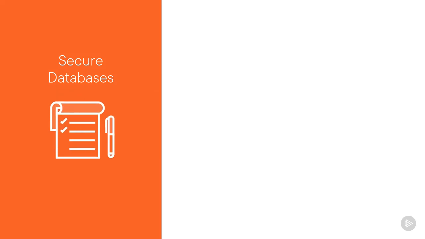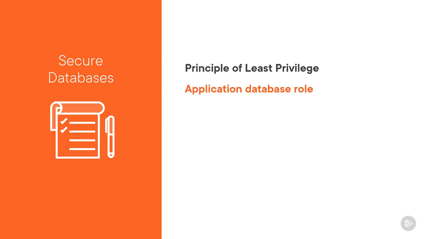Carlos has put together a plan to keep GloboTicket out of the news. He will secure his databases following the principle of least privilege. He will grant each actor only the privileges that it needs in order to perform its functions. To do that, he configures a database role specifically for the application. This role only has permission to run data manipulation language statements.